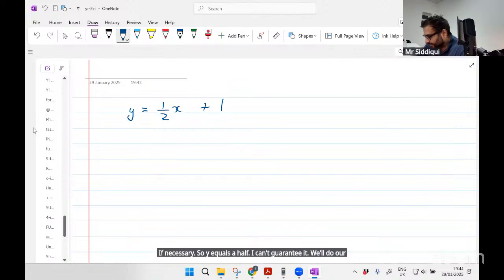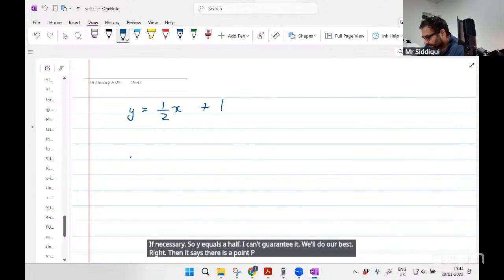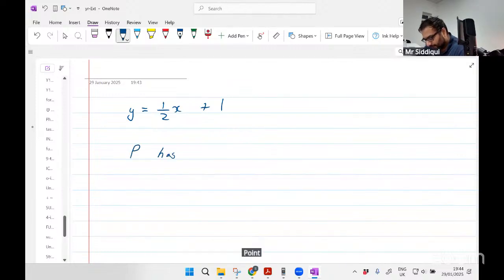Right. Then it says there is a point P on the straight line. Point P has y coordinate of 5. And the question says find the x coordinate of P.